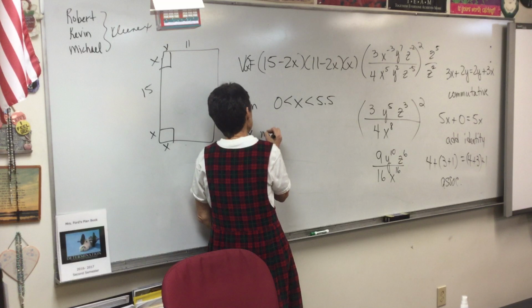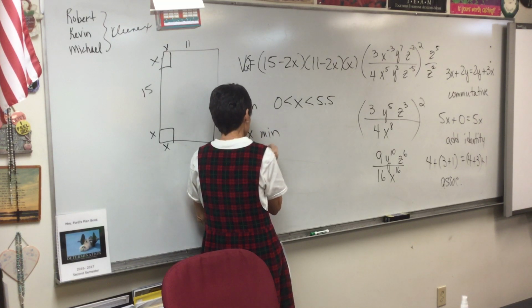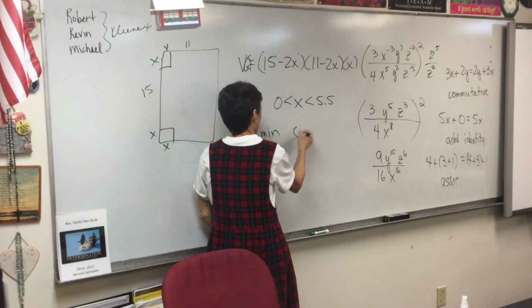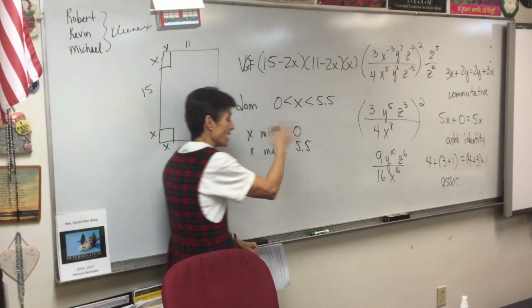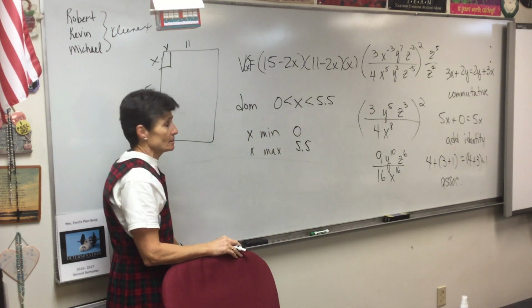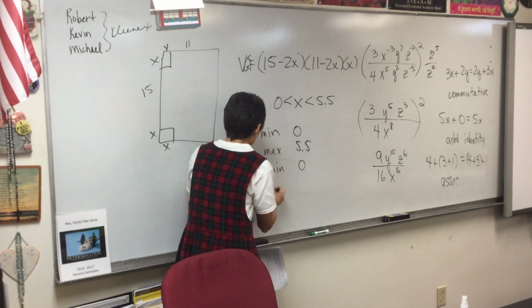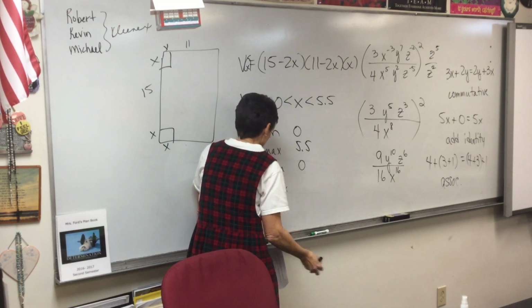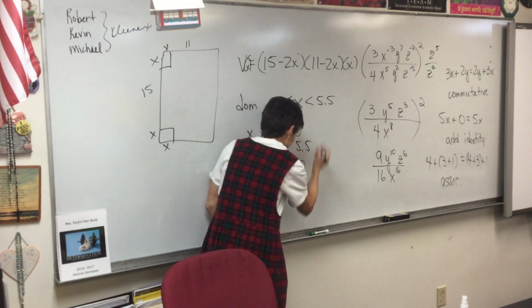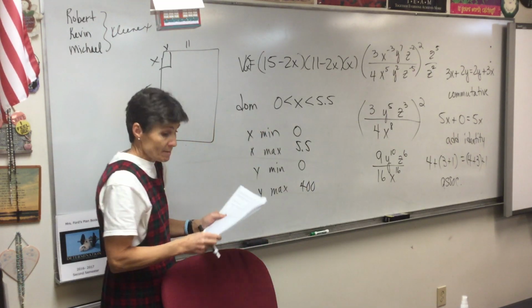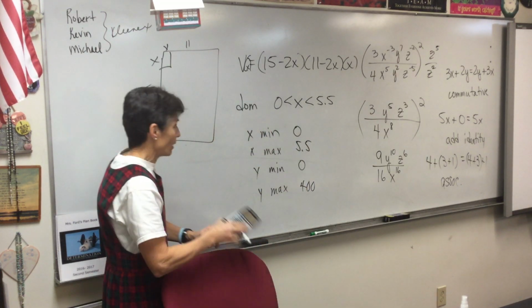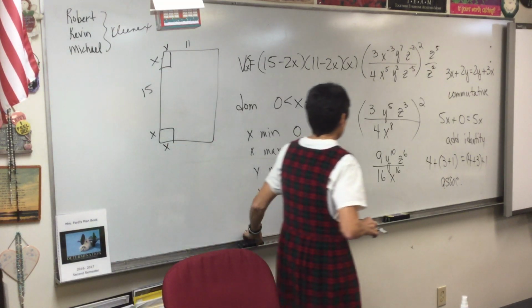Now, if you have done that correctly, then these two are automatic. There they are. That's your x min and x max. Y min is always 0. Y max is always a guess. So what do you want to guess? 400. Would you have to change it then? Maybe. I don't know. We're going to find out.